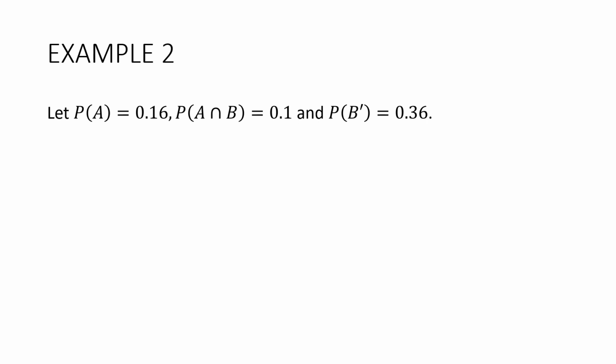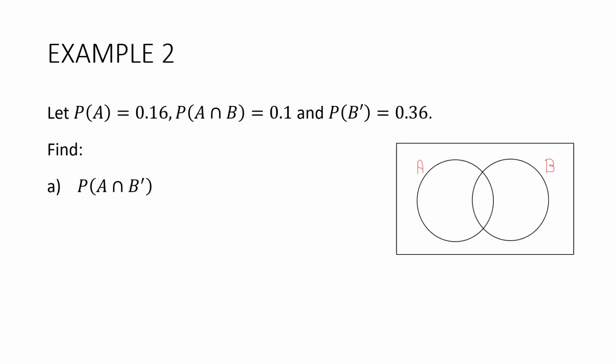Like in this example, let the probability of A equals 0.16 and the probability of A intersection B equals 0.1 and the probability of the complement of B equals 0.36. We need to find the probability of A intersection B complement. Now remember, that's one of those cookie regions. Let's draw up a Venn diagram and see what we can figure out.